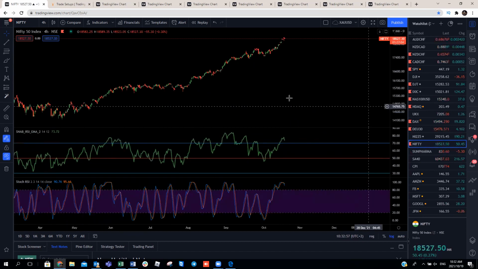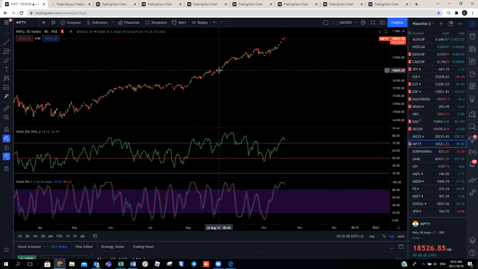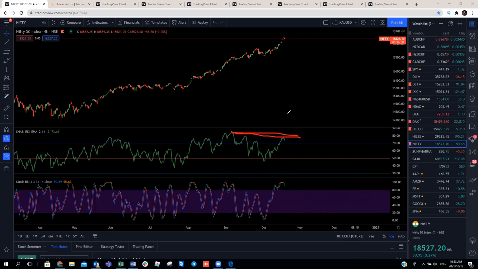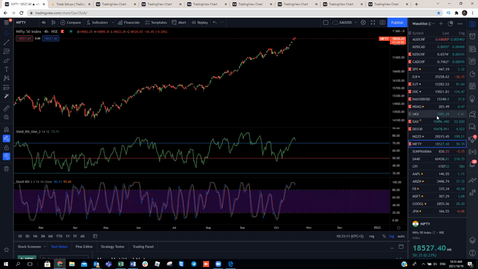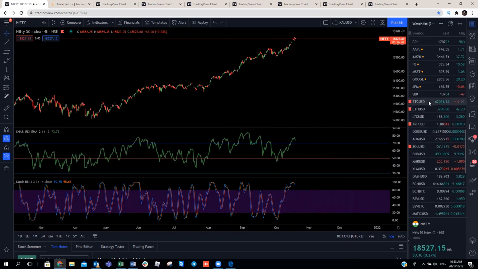Nifty, no analysis, more upside. Some slight divergence here on the 4 hour. You can see some divergence on the 4 hour. We keep making new highs, but is the 4 hour going to make a new high as well? If it does, then this is still going to continue to the upside. Right, let's go to the cryptocurrencies.